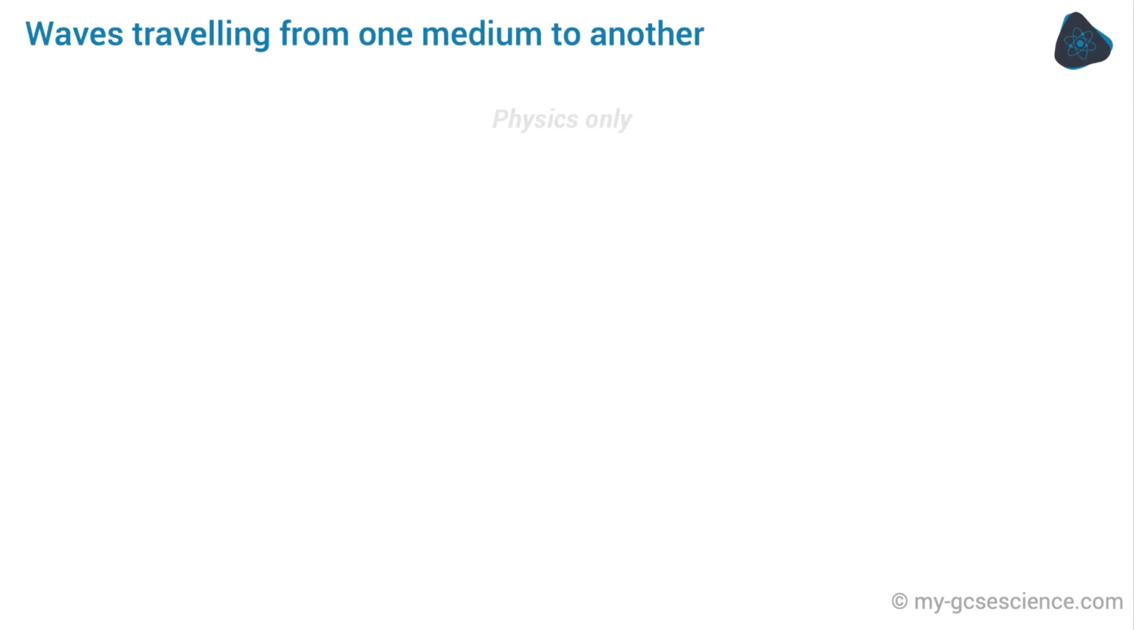This last little physics-only section is on what happens when waves travel from one medium into another. A medium is just the material that the wave is travelling through, like air, water, glass, or empty space. Before going any further though, we need to learn about wavefront diagrams.